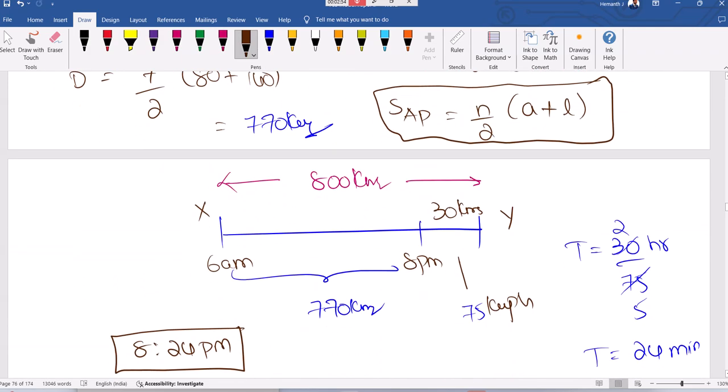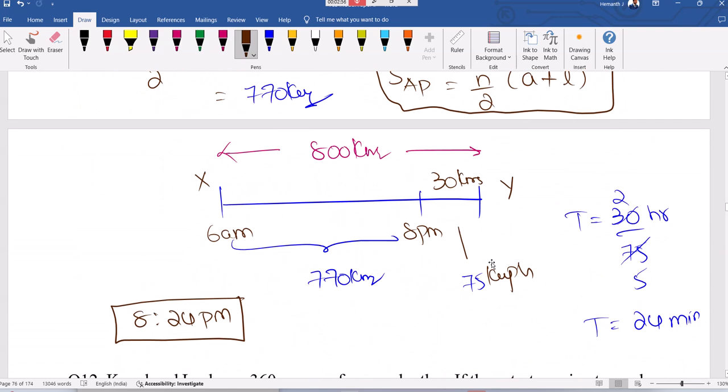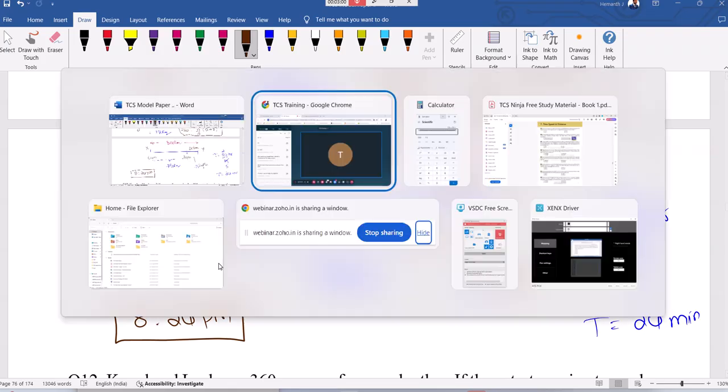30 kilometers is the rest of the part that can be covered at 75 kilometers per hour in 24 minutes. So the answer is 824.